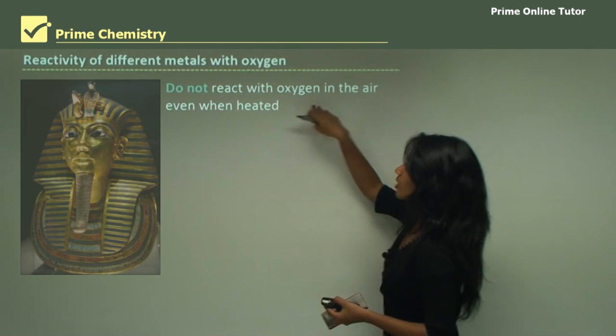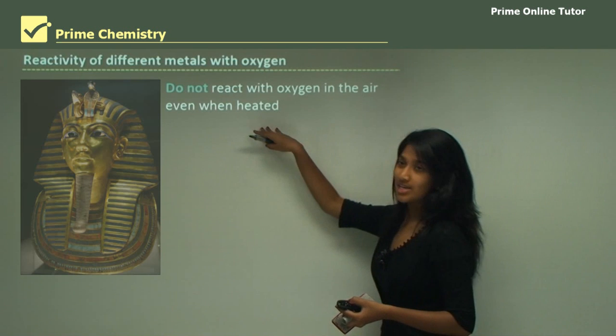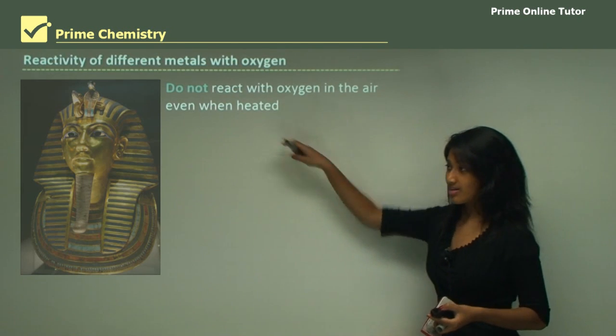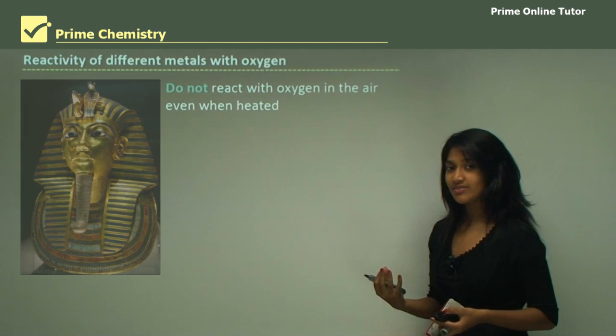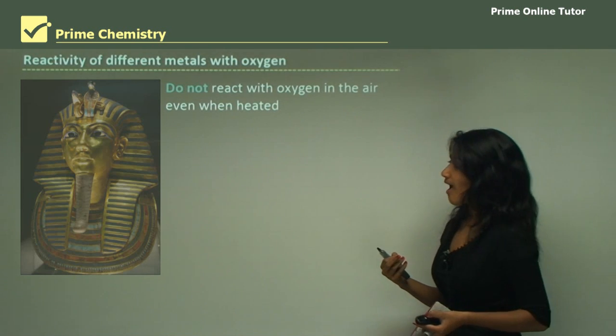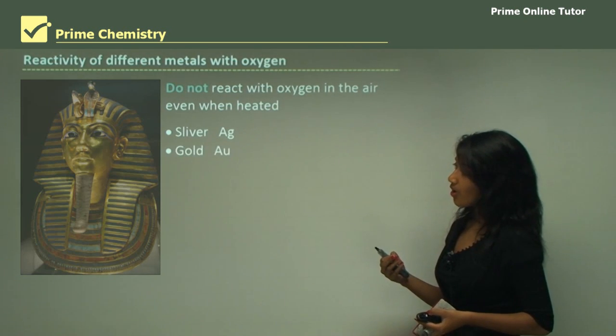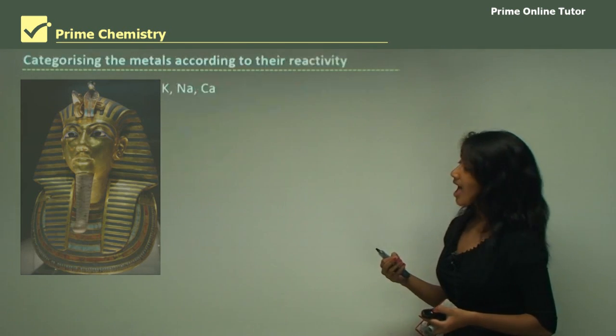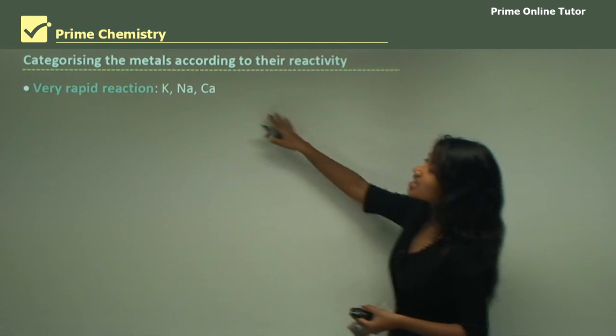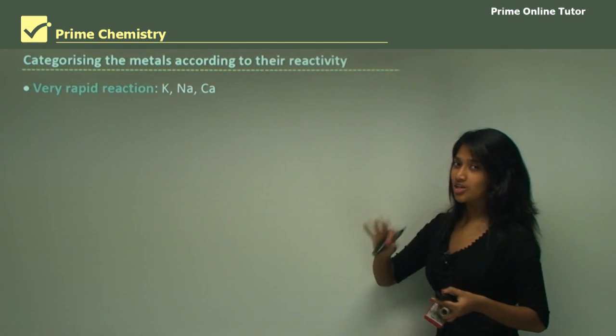Do not react with oxygen in the air even when heated. Now these metals we are talking about now are very unreactive. In other words, they're very stable, and they are silver, gold, and platinum. So now let's summarize what we just learned.